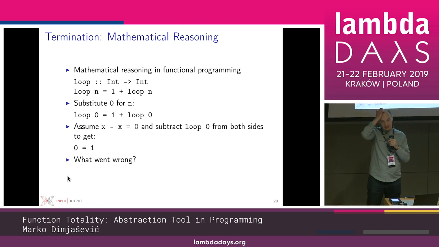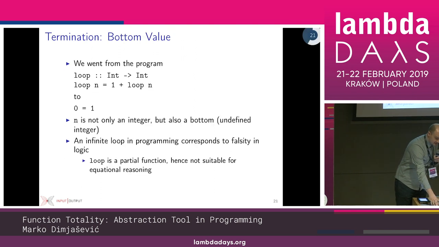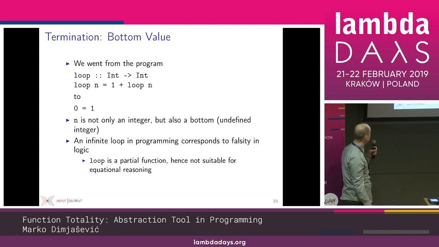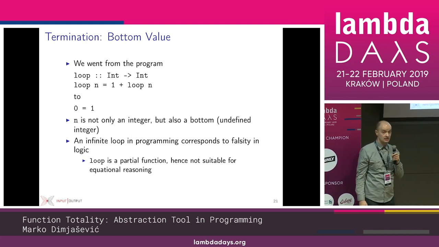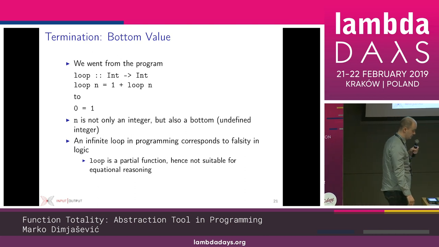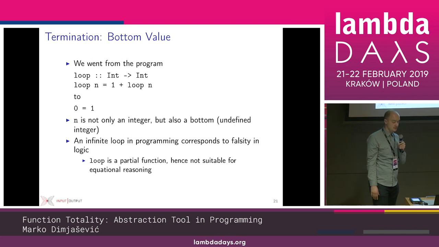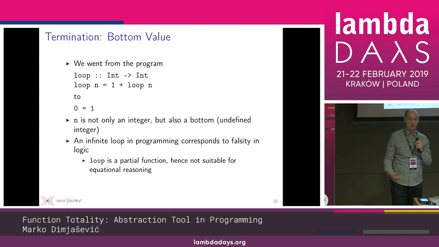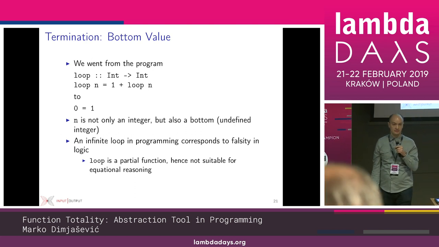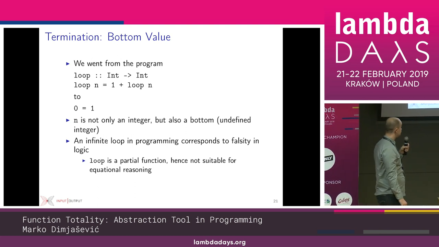Wow, what went wrong? What happened here? So we went from a program like that on the top to a program that says that 0 and 1 are equal. This is really strange. This happens because n, in this example, is not simply an integer like 0, 1, 2, minus 1, minus 2, and so on. It's also a bottom value, or we also say an undefined integer.